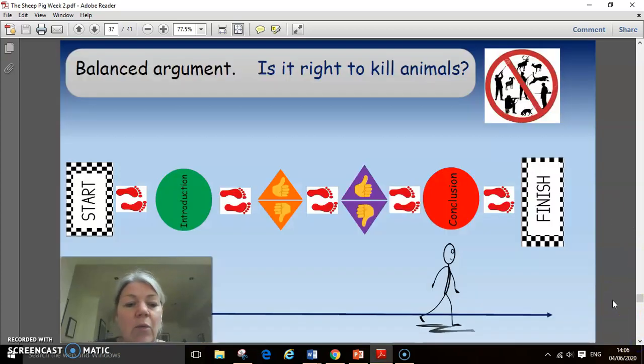Now here's our reader, and we've taken our reader through the journey. This is the shape for a balanced argument, a discussion text, and we pushed them through the introduction, through the argument for, and through the argument against. Now we find our reader here at the conclusion point, where we're going to have to draw all of our points together. And this is where we get to give our own opinion, where we get to tell our reader what we think. We can't introduce any new points here.